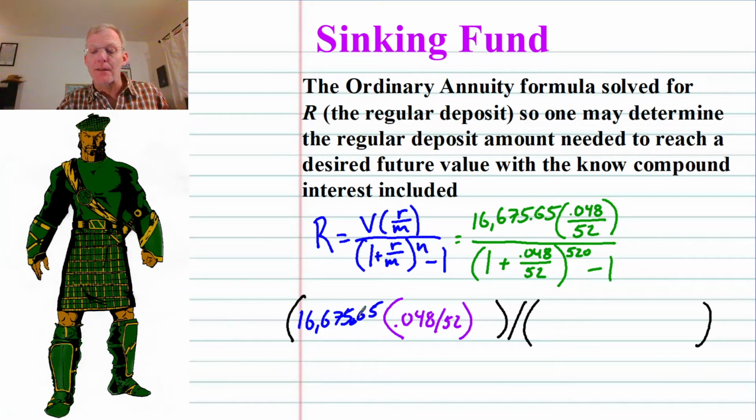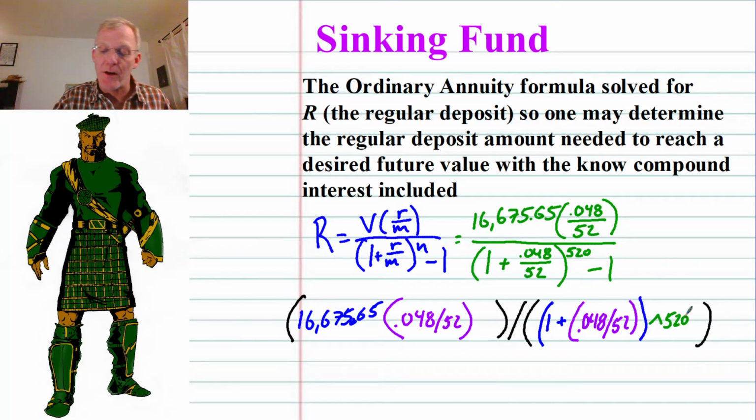Down here in the denominator, we have to do the parentheses first again. So in the parentheses, we do the division first: 0.048 divided by 52. Then we add the 1 to it and put all that in parentheses. Then that gets raised to the 520th power. All of that we have to subtract a 1 from, don't we? So right here, minus 1. That's what we're going to put in our calculator. We throw that in there.